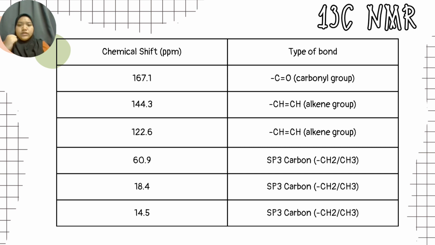Second one, 144.3, CH double bond CH, which is an alkene group. And 122.6, CH double bond CH, which is also an alkene group. And then 60.9 sp3 carbon and 18.4 sp3 carbon, and the last one 14.5 ppm sp3 carbon.